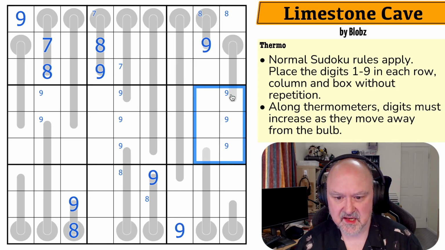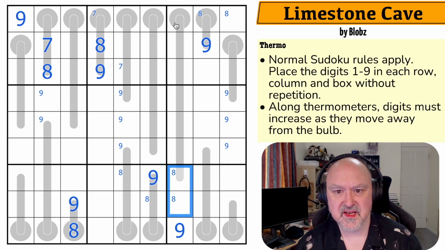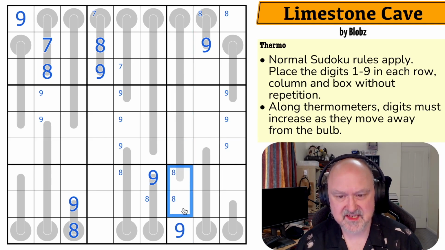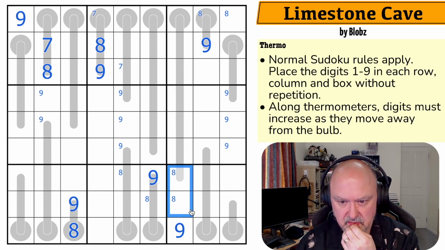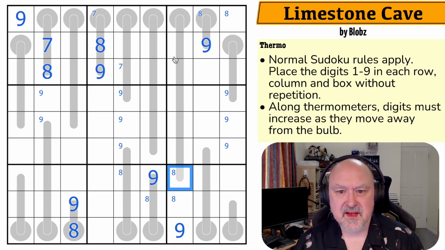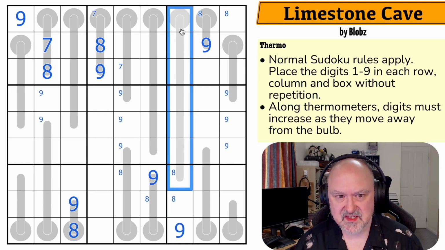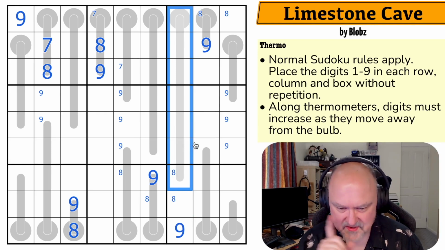8 is in here. Oh, 8 has to be down here. Yeah, 8 is in one of those 2, because I can't put 8 anywhere on this thermo except the end, because there's nothing higher that I can put on the thermo. So 8 is in one of those 2. It's very tempting to pencil mark the length of this thermo, but I was told to not do that. But I should.